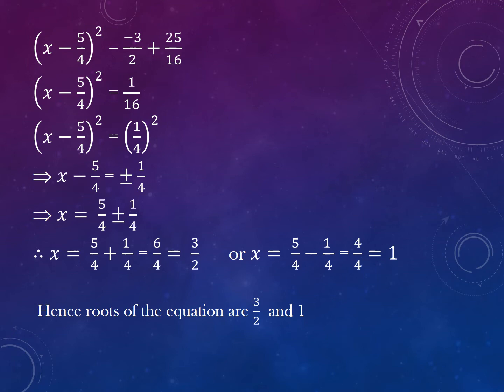Therefore x equal to 5 by 4 plus 1 by 4, which is equal to 6 by 4, and reducing it becomes 3 by 2. Or in the second root we are subtracting, x equal to 5 by 4 minus 1 by 4, which is equal to 4 by 4, and finally equal to 1. Hence, roots of the equation are 3 by 2 and 1.